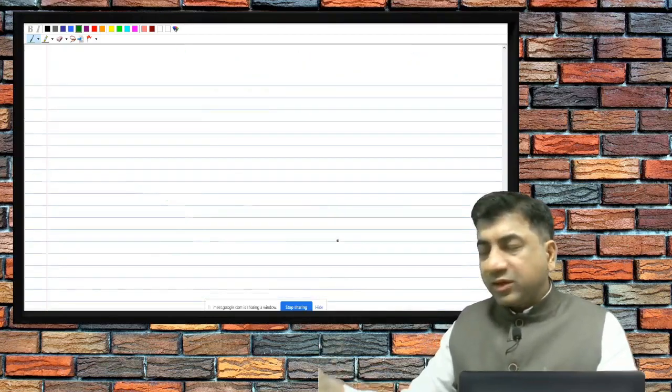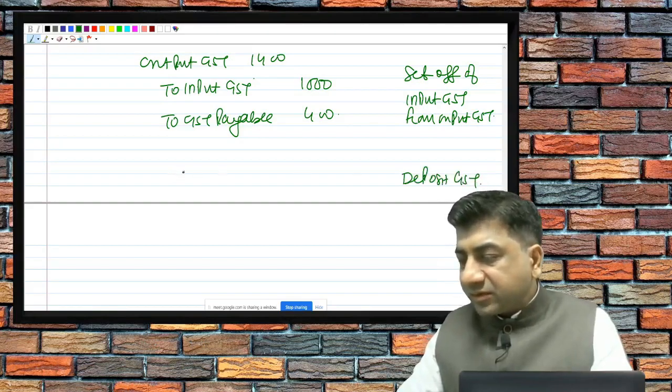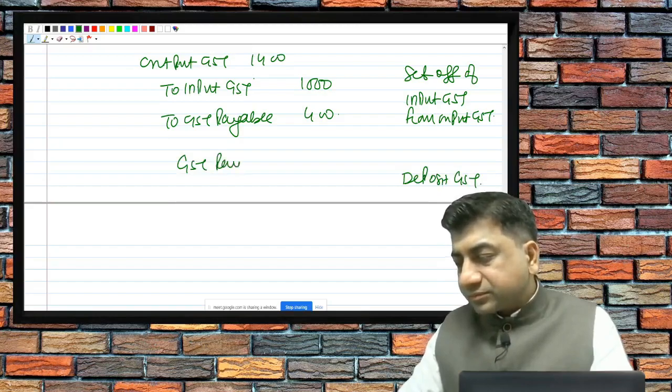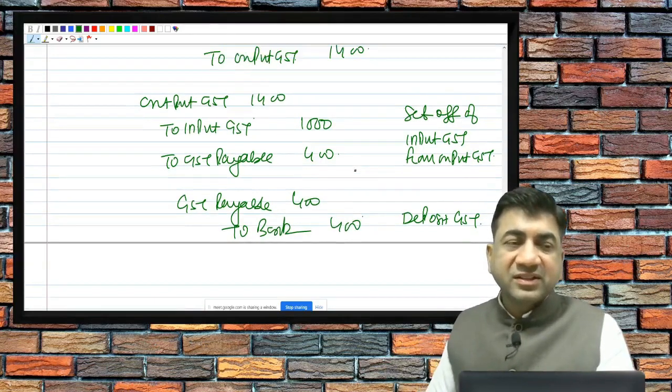And once your liability is ascertained, now you deposit GST. Deposit GST, GST payable 400 to bank. This is how the system works.